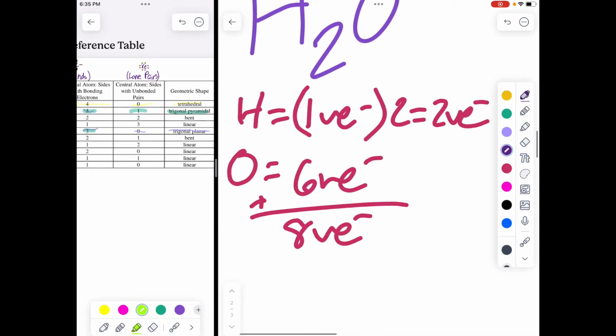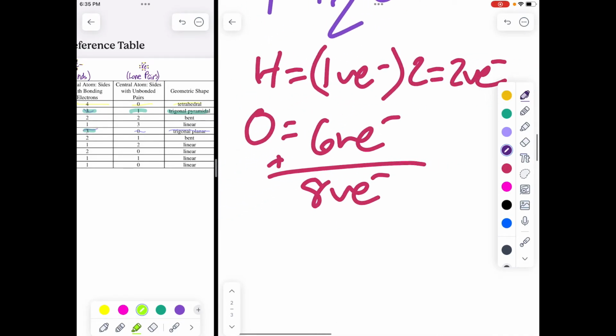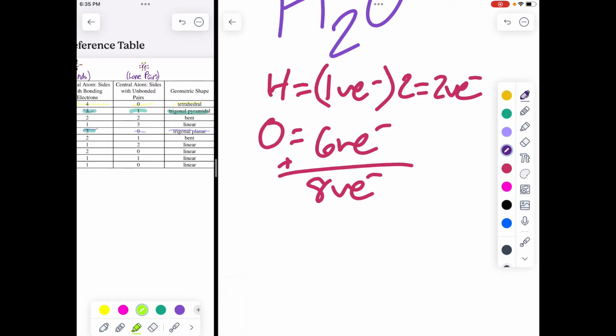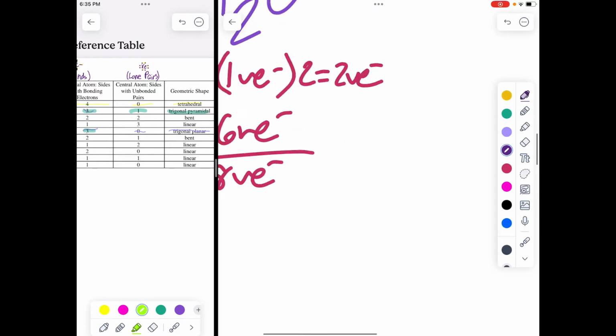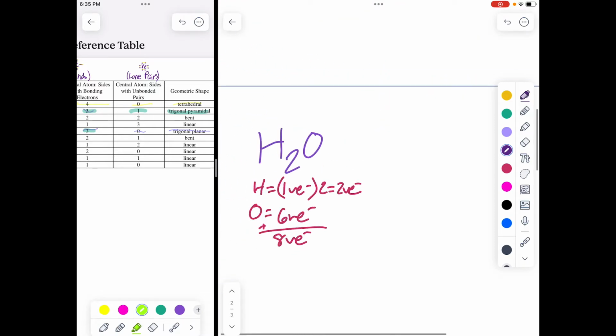And so the calculations have been done for H2O. There's 2 hydrogens, each have 1 valence electron, so in total there are 2 valence electrons from the hydrogens. Oxygen has 6 valence electrons, so in total the molecule should have 8 valence electrons. So now we are going to create the Lewis structure.